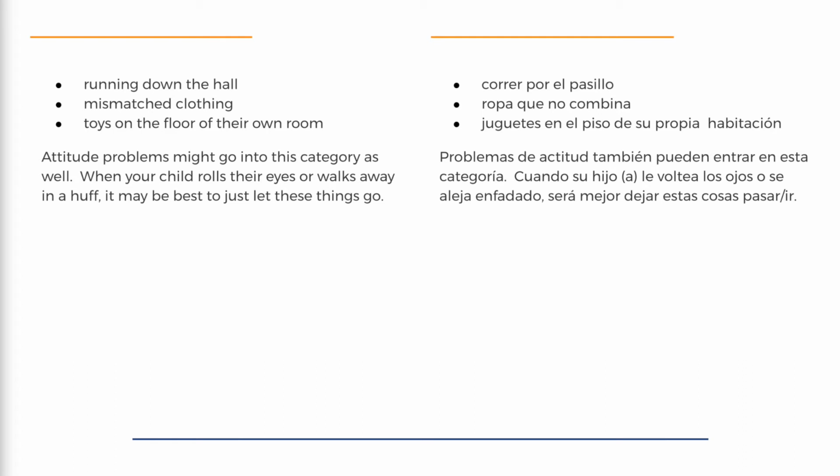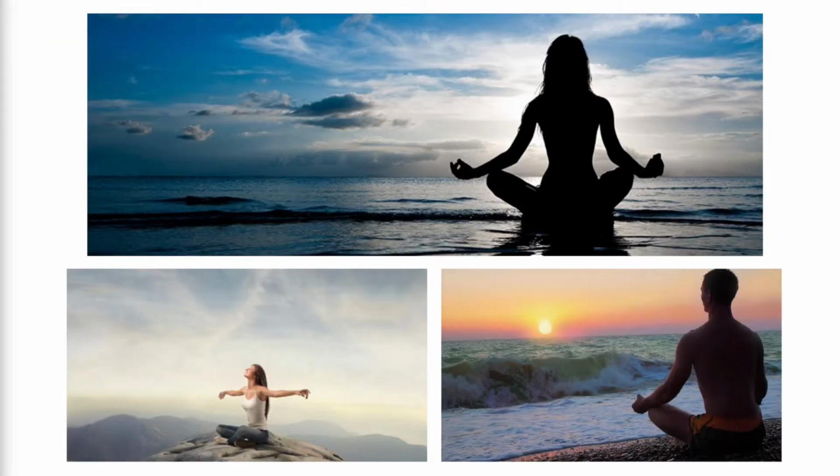Like running down the hall, mismatched clothing, toys on the floor of their own room. Attitude problems might go into this category as well. When your child rolls their eyes or walks away in a huff, it may be best to just let these things go. Take a deep breath and just let it go. This is often quite a relief for parents to let go of things that simply don't need their attention at all.